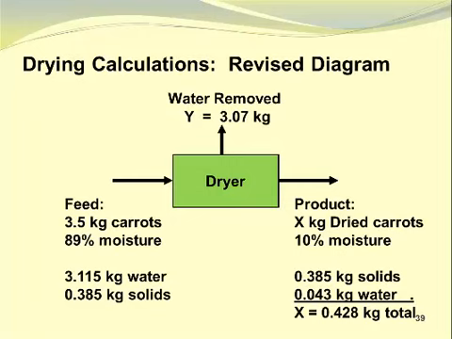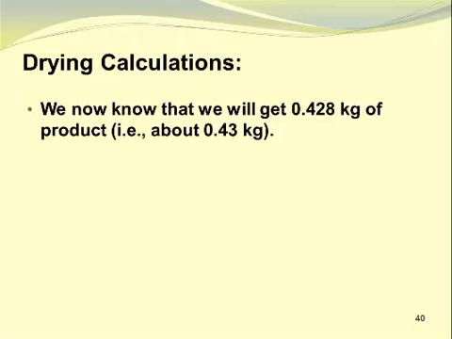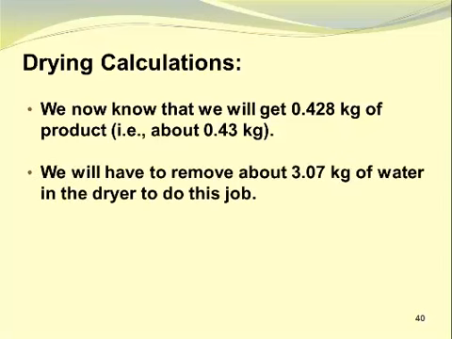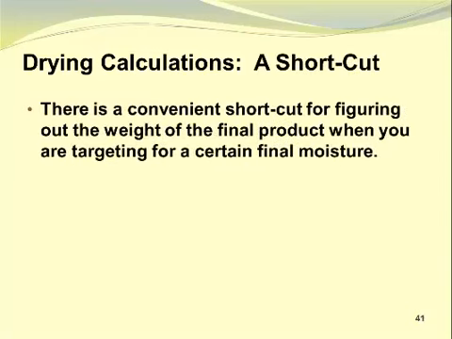Adding this to the diagram, we get the full picture. 3.07 kilograms of water are removed, giving us 0.428 kilograms of product in total, and that will have a 10% wet basis moisture. So summarizing, we now know that we will get 0.428 kilograms of product, and we will have to remove 3.07 kilograms of water in the dryer to do this job.